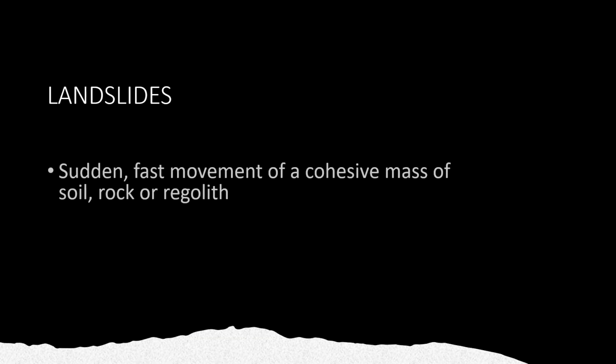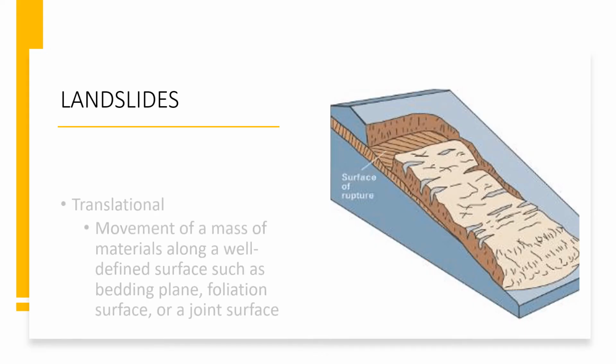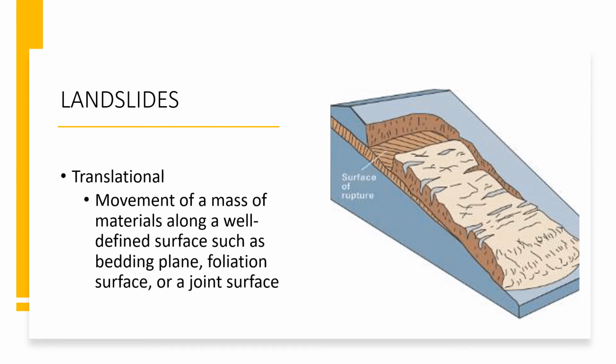Next, we have landslides. A landslide is another type of mass wasting, and it is a sudden, fast movement of a cohesive mass of soil, rock, or regolith. It occurs in two ways. It can either be translational or rotational. Translational slides involve the movement of a mass of materials along a well-defined surface such as a bedding plane, foliation surface, or joint surface. And as shown in the picture, that's how translational slides look.